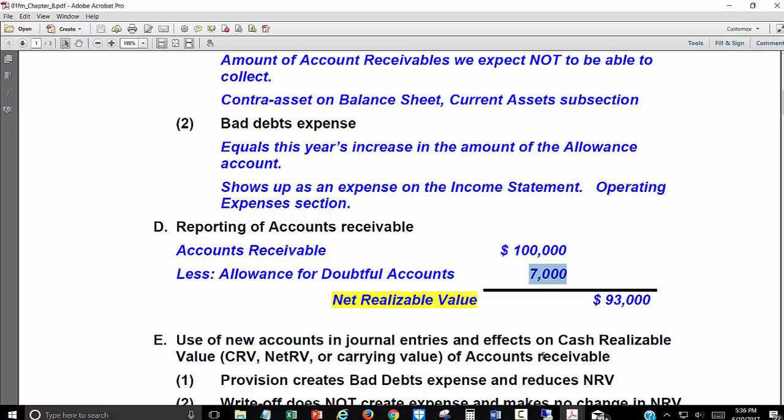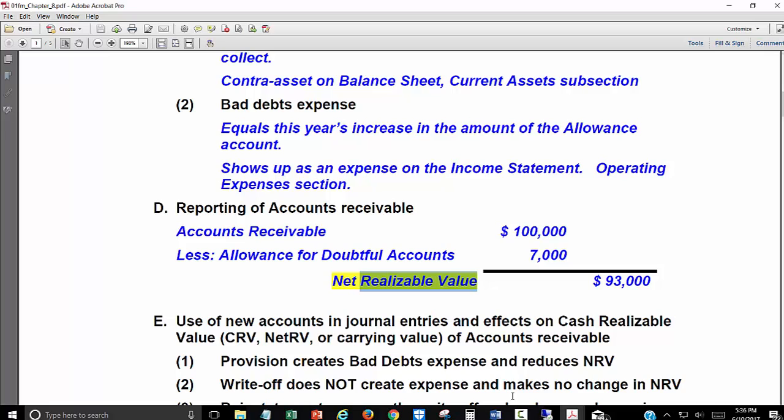First of all, when you adjust the allowance account to whatever you need it to be, that's when you create bad debts expense, and that's when net realizable value drops. Secondly, when you write off an account receivable, when you say that that account receivable is not going to be collectible, that does not create bad debts expense, and that does not make any change in net realizable value. You would think it would. If it did, you'd be using the direct write-off method, and that's not GAAP. So we're not using that one. We're using the allowance method.